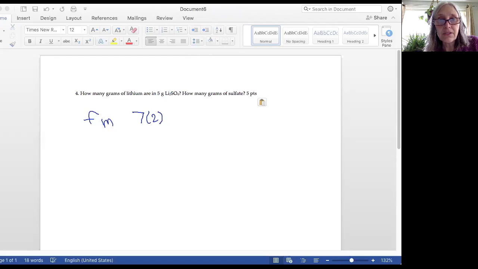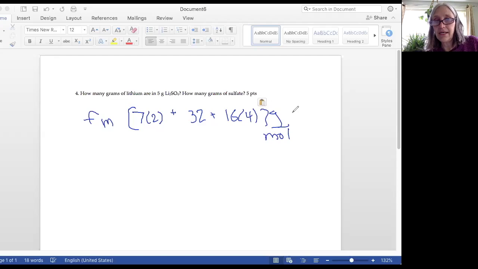All right, and then we have sulfate. Sulfur is 32 grams per mole, and oxygen is 16 grams per mole, and there are 4 of them. I'm going to put this all in brackets and write grams per mole so that we're emphasizing that's what this is. When we do the math, we end up with 110 grams per mole. So that is the formula mass of the whole thing.